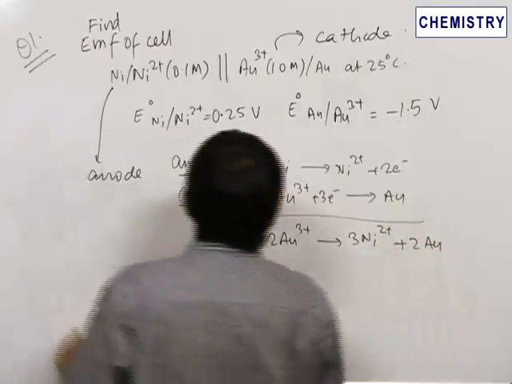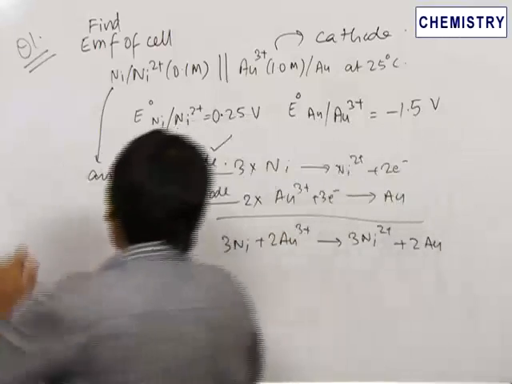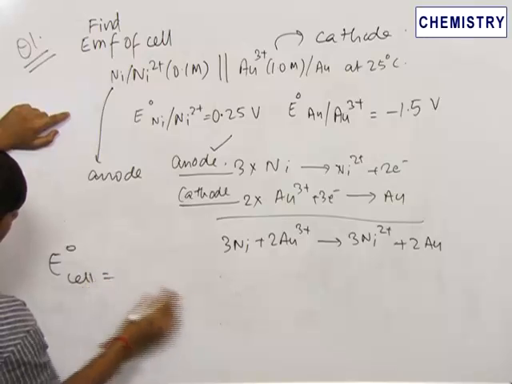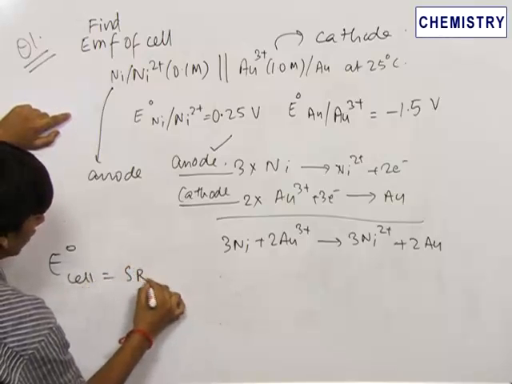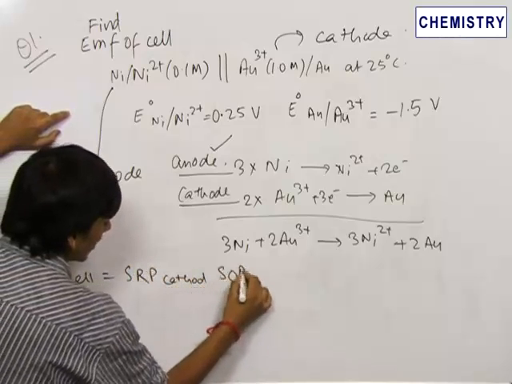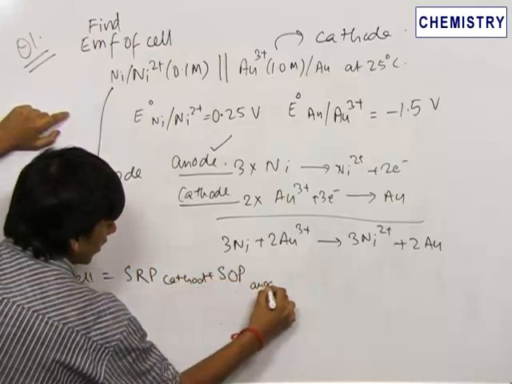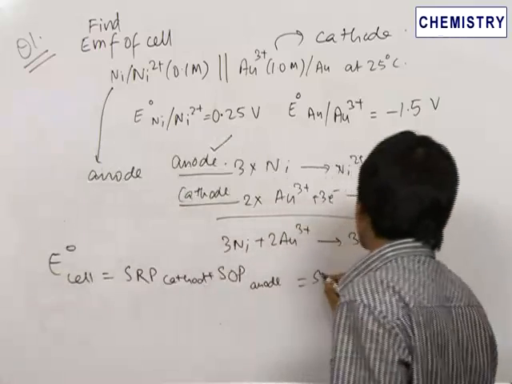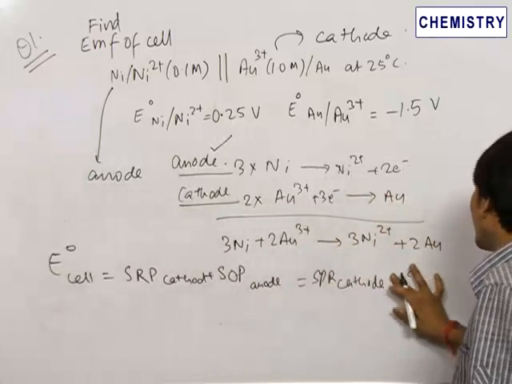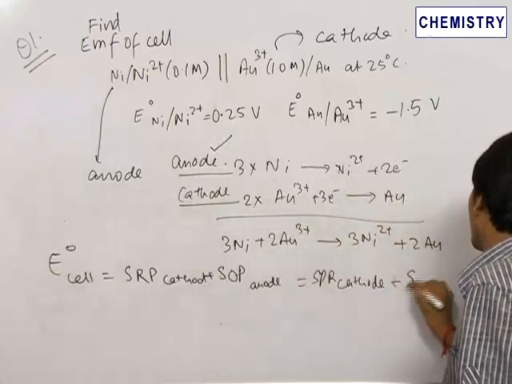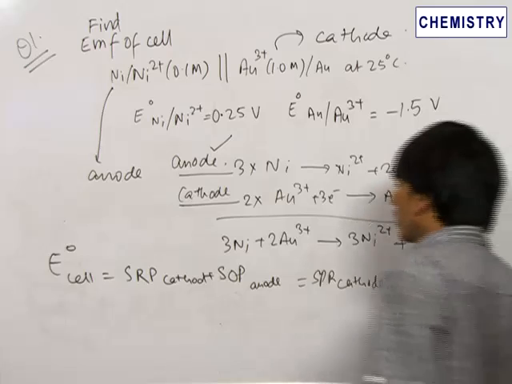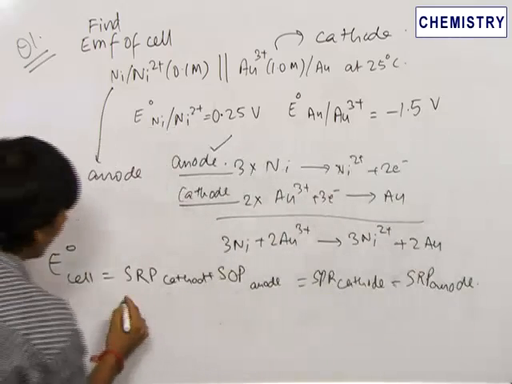Also, the standard potential for the cell can be written as SRP of cathode, that is standard reduction potential of cathode, plus standard oxidation potential of anode. This can also be written as SRP cathode minus SRP anode. You can remember any of these formulas. This is the standard reduction potential of an anode. Now let us use this formula.